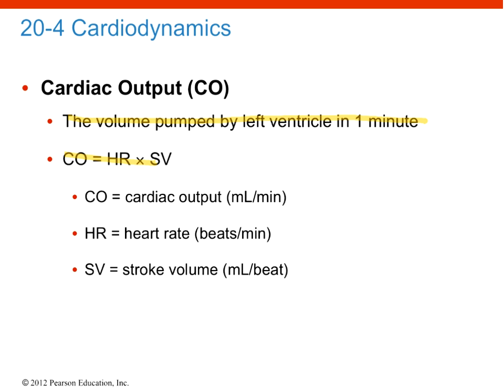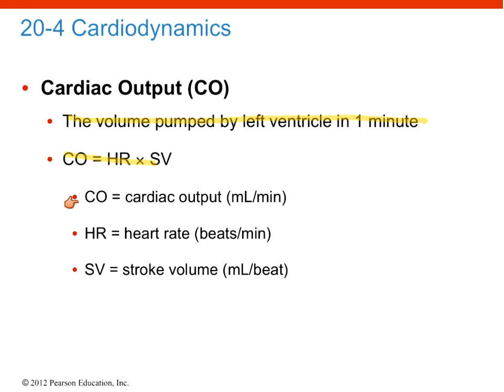So to measure cardiac output, we typically only look at the left ventricle. The reason we look at the left ventricle is because it's going to be the one responsible for shooting blood and distributing blood all throughout the body. So to measure cardiac output, we take the heart rate and multiply it by the stroke volume.